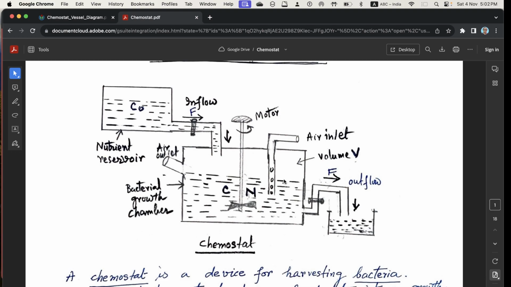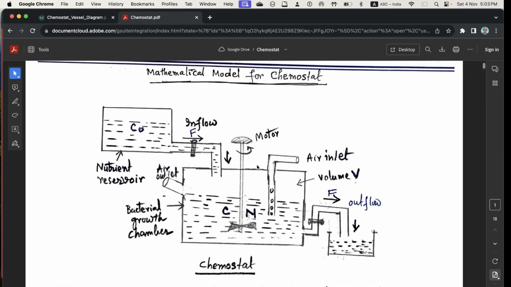And this is the growth chamber, at some fixed rate into the growth chamber where the bacteria are being cultivated. And outflow, this is the outflow valve. The outflow valve allows the growth medium to leave at the same rate so that the volume of the culture remains constant.